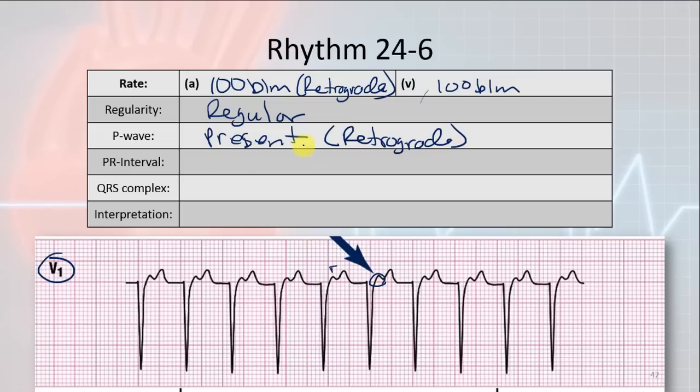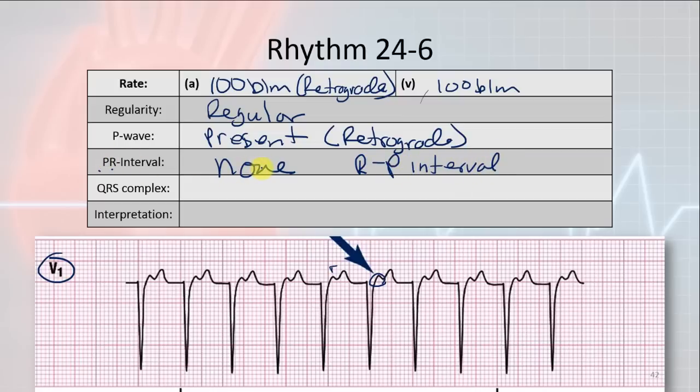The PR interval, if we go with present and retrograde, it's still none, because a PR interval means the P wave occurs before the QRS complex. In this case, the P wave occurs after the QRS complex. So because the P wave occurs after the QRS complex, it is actually an RP interval.